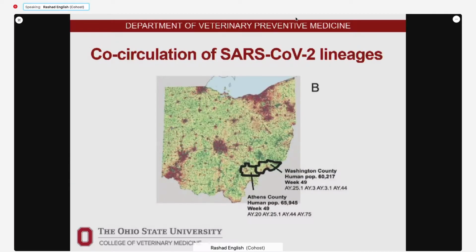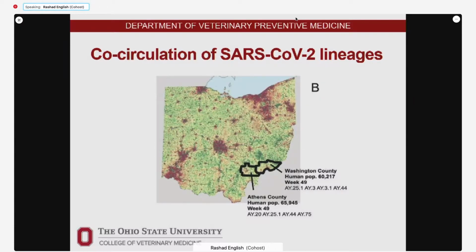Other thing to note is we have co-circulation, so if you put all those maps back on top of each other, especially in Washington County and Athens County, so two rather rural counties in Appalachian Ohio, we have at least 4 different lineages co-circulating in 1 week, right?